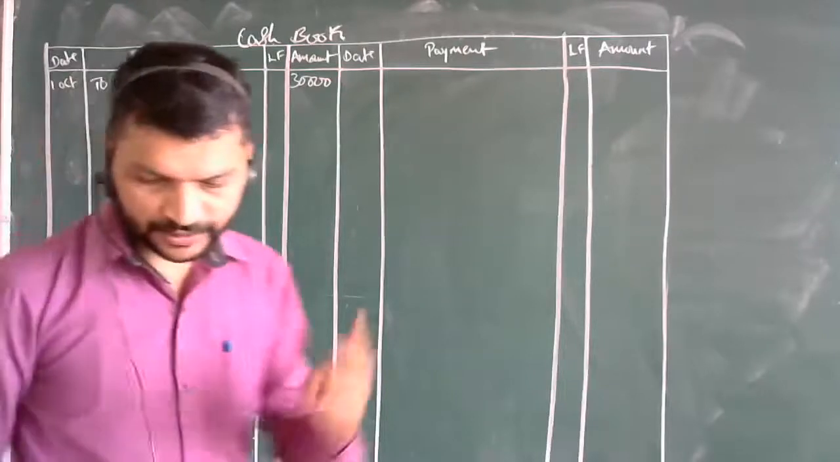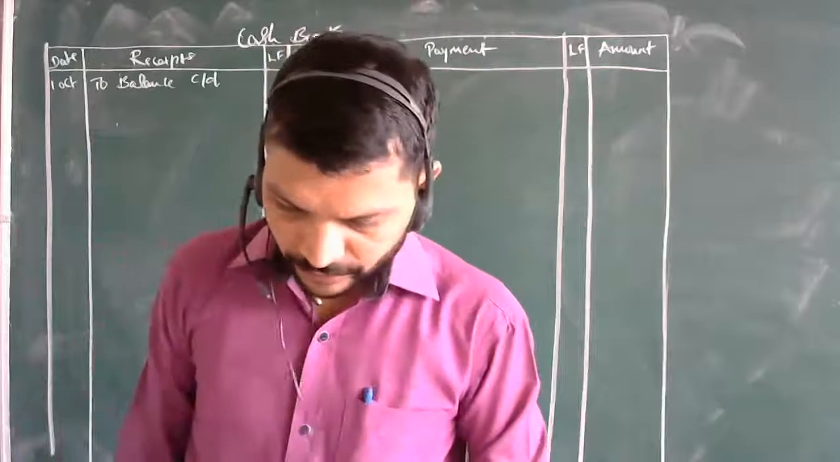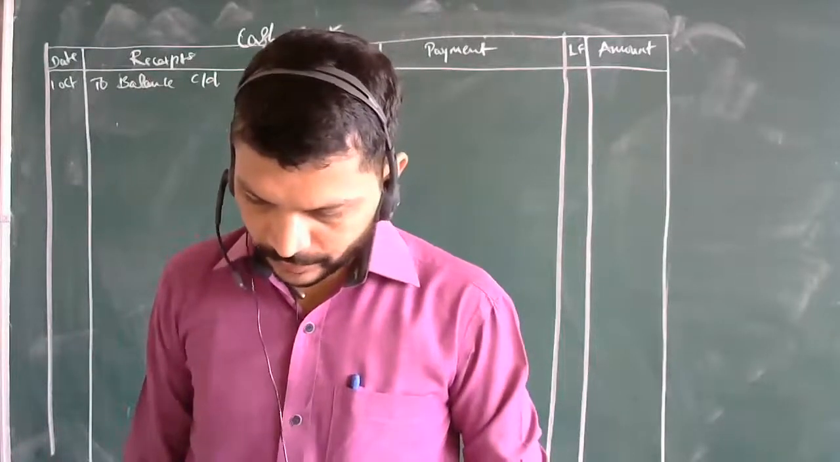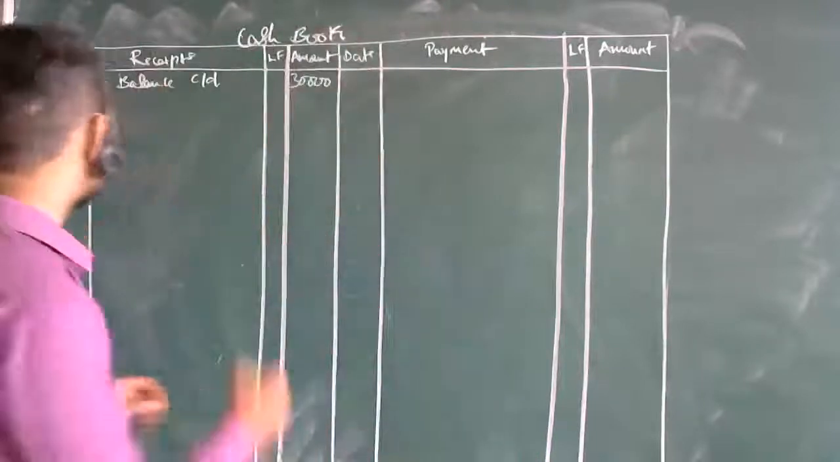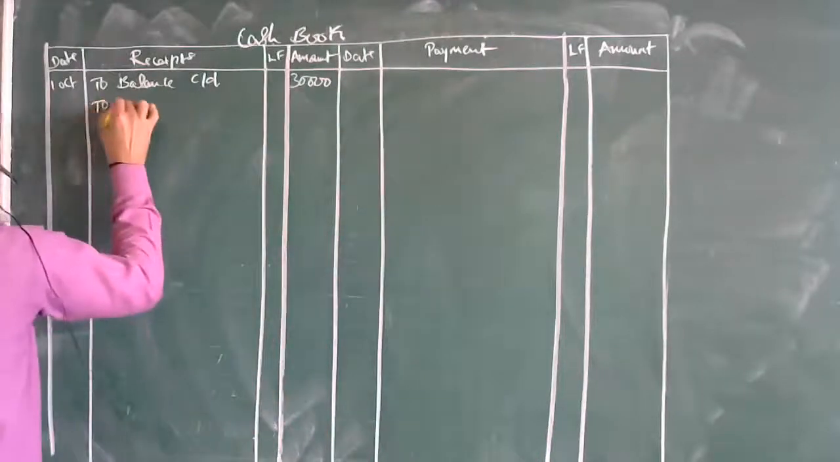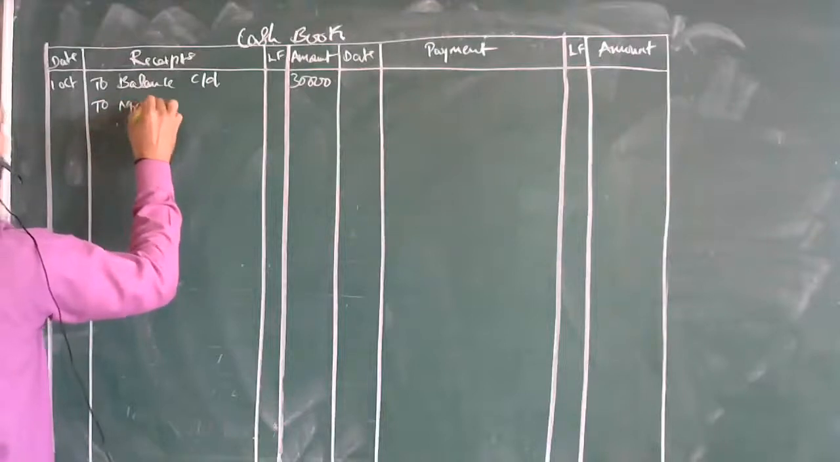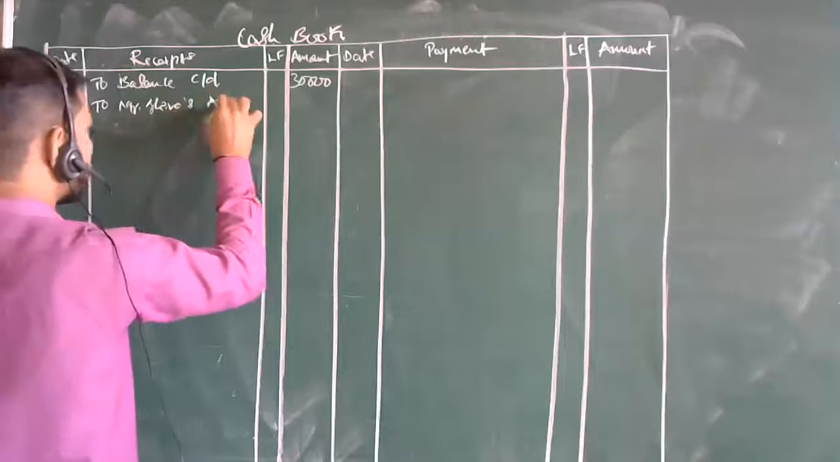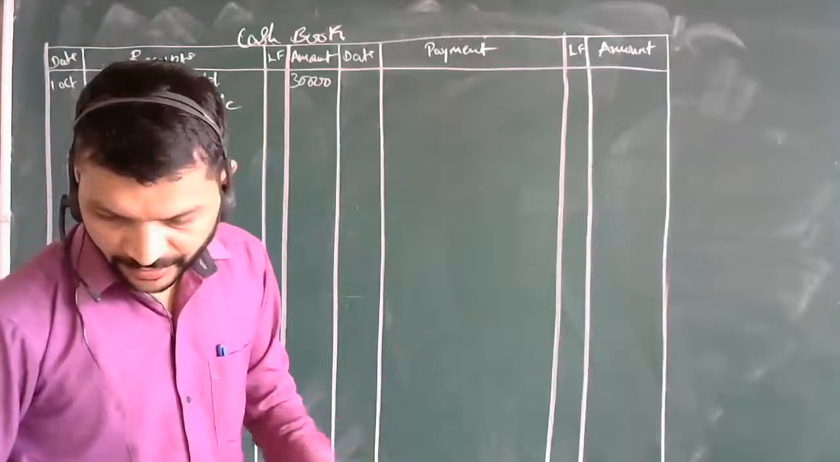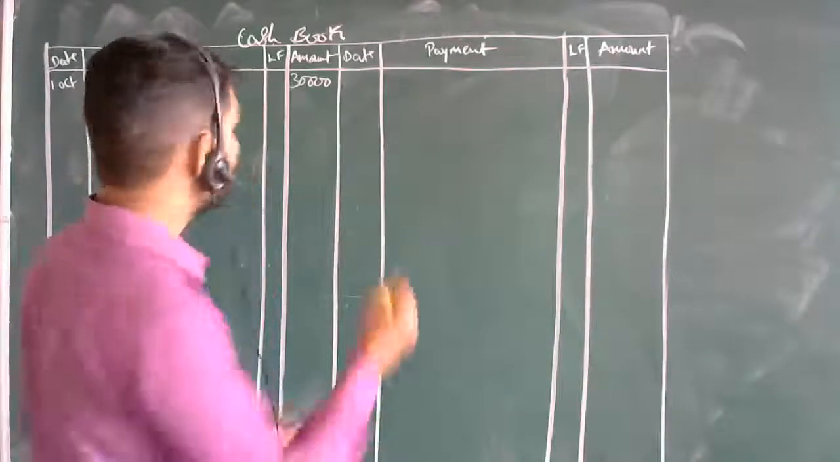Then the second point, cash received from Mr. Shiva. Here, what are you going to make? To Mr. Shiva's account. We are receiving the cash here, 12,000.